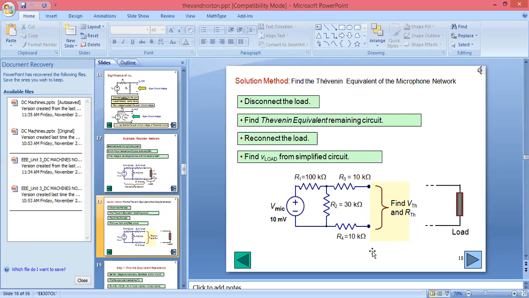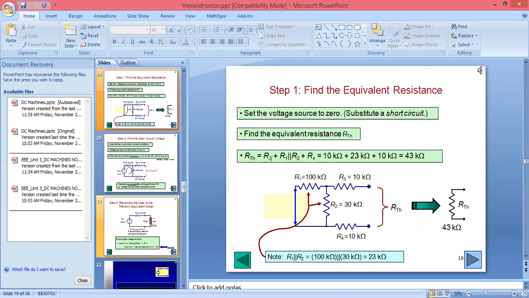You can see, one by one we will solve. So here, if we make this short circuit, R1 and R2 will be in parallel, and this will be in series with R3 and R4. So we can calculate the value of RTH. That will be 43 kilo ohm. How will you find it? 100 into 3 upon 100 plus 3, plus 10 plus 10. That will be in kilo ohm. So you will get 43 kilo ohm.